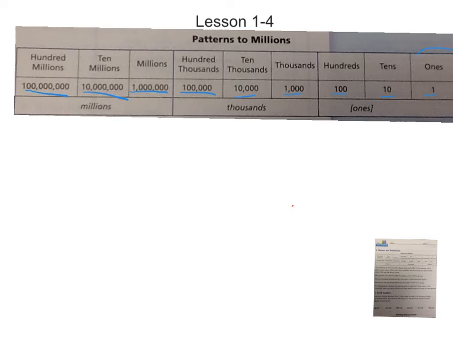Notice we have our main chunks. These are the ones chunk, the thousands chunk, the millions chunk. The ones chunk has its friends, the tens and the hundreds. The thousands have the tens and the hundreds. The millions have the tens and the hundreds, okay? So that's something you need to remember in your head.